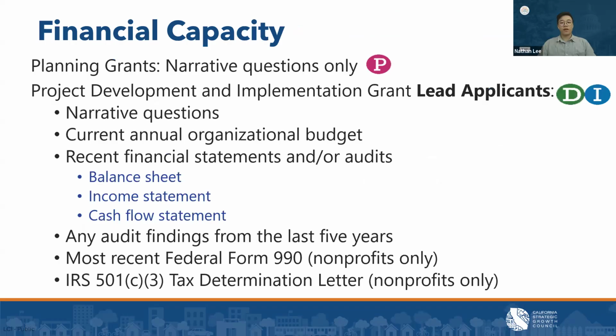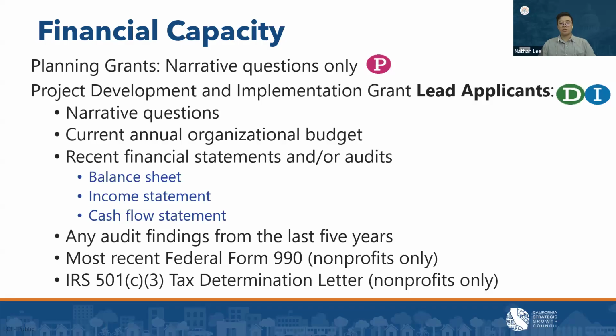Next, we will cover requirements to demonstrate financial capacity. For planning grants, applicants must answer narrative questions about their financial capacity, but do not need to submit any supporting documentation. Project development and implementation grant lead applicants must answer narrative questions and submit copies of current annual organizational budgets, recent financial statements, any audit findings from the past 5 years, and, for nonprofits, the most recent federal Form 990 and IRS 501c3 tax determination letter.